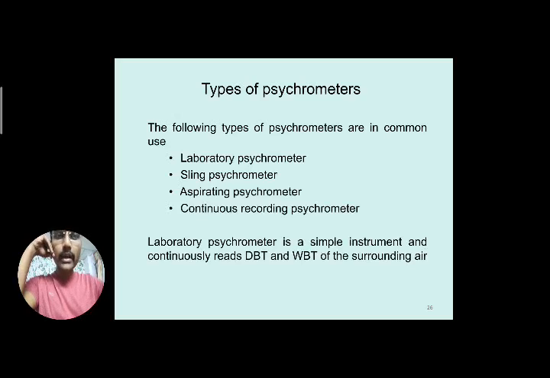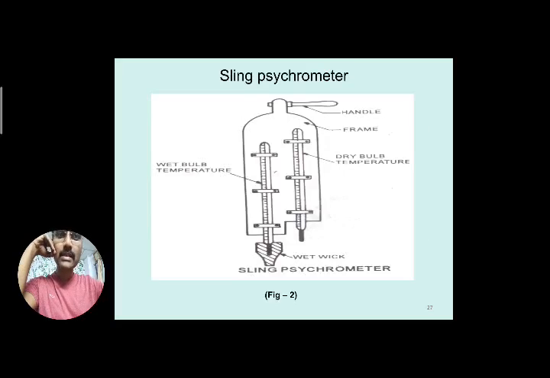Now the laboratory psychrometer is a simple instrument that continuously reads the dry bulb and WBT of the surrounding air. Whereas for a sling psychrometer, you can see the line diagram of that, very simple one. At the top side, there is a handle provided. There is a wooden frame, and to that wooden frame, two thermometers are connected. One is an ordinary thermometer which is used to measure the dry bulb temperature, and the bulb end of the other thermometer is covered with a wet wick or wet cloth.